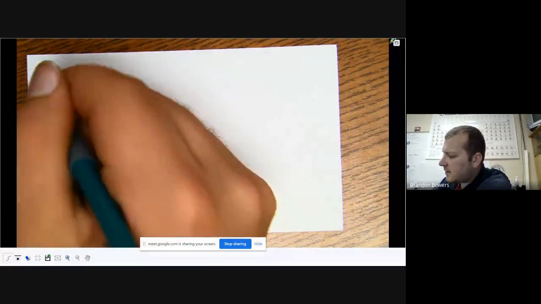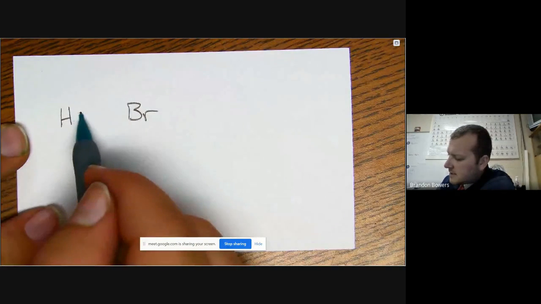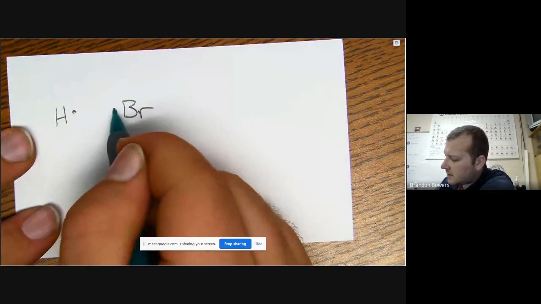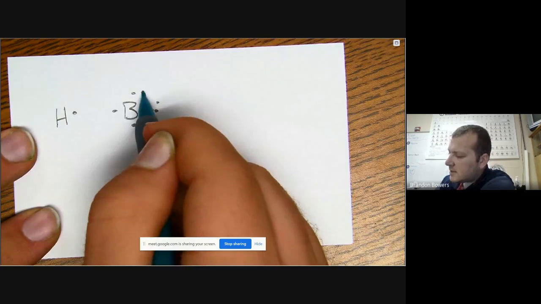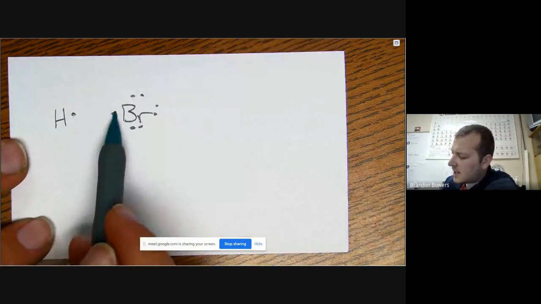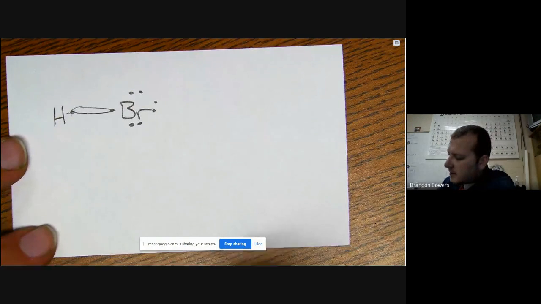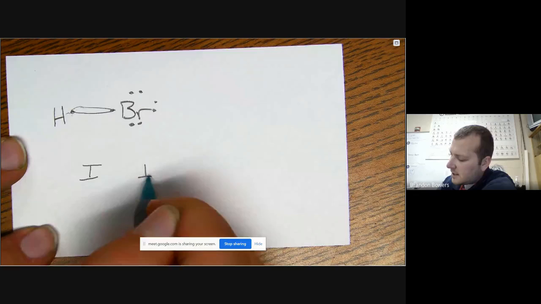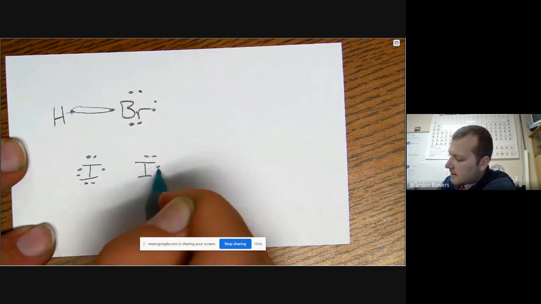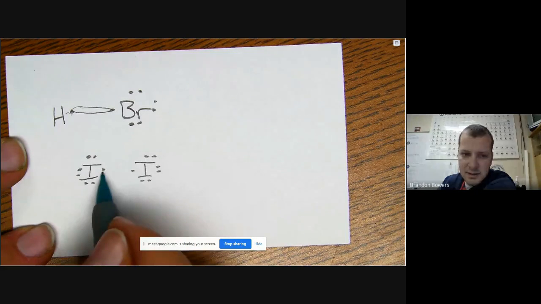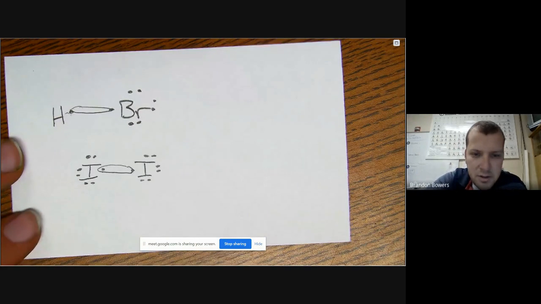Okay, so I have HBr. Hydrogen is in column 1, so it gets 1 dot. Bromine is in column 17, so it gets 7 dots. What you've got to see is there's a lone dot here and a lone dot there. Those two make a bond. Okay. The next one has iodine bonded to iodine. Each iodine has 7 dots, and what you're going to see is this lone dot is going to bond to that lone dot. Okay. Let's do one more.